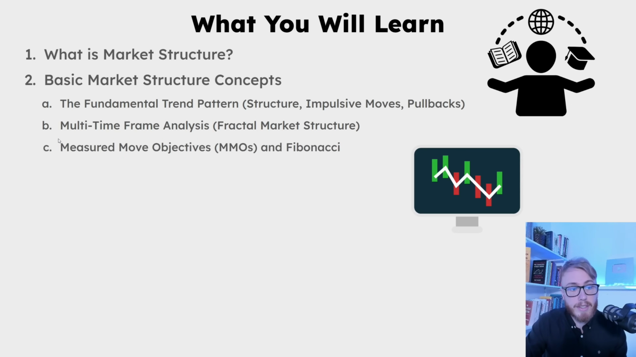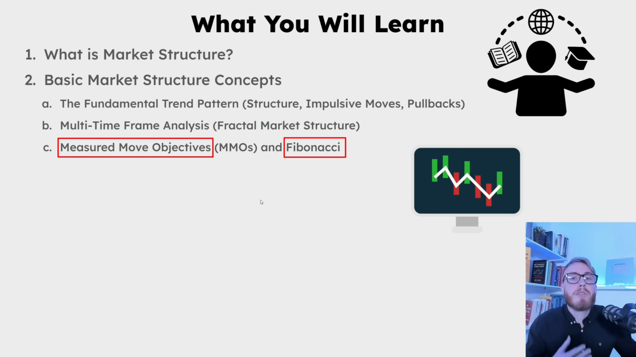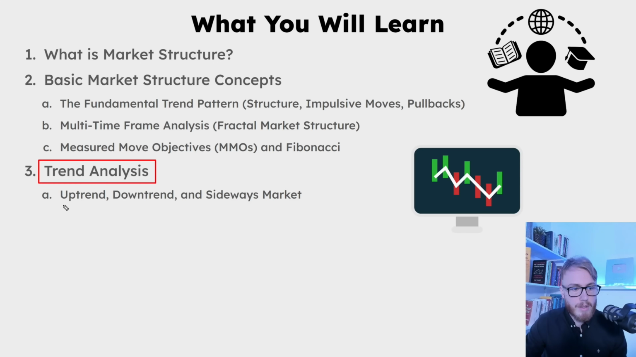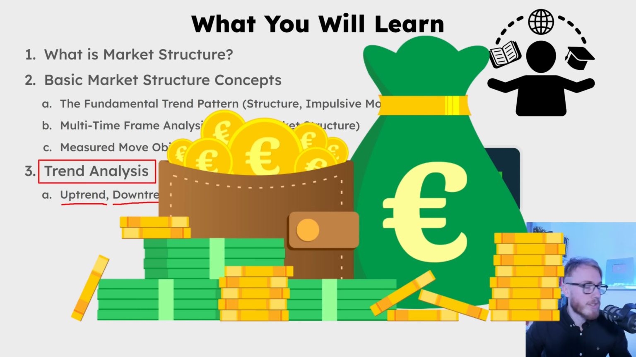The next concept we're going to take a look at is something called measured move objectives, or in other words, MMOs. And we will also take a quick look at Fibonacci here. These are two important concepts that can make our market structure trading much more effective. And after we have learned about these market structure concepts, it's finally time to start learning about trends and trend analysis. We're going to learn about uptrends, downtrends, and sideways markets. These are basically the three states a market can be in, and as a trader, it's important to understand these states to improve your probability of successful trading.